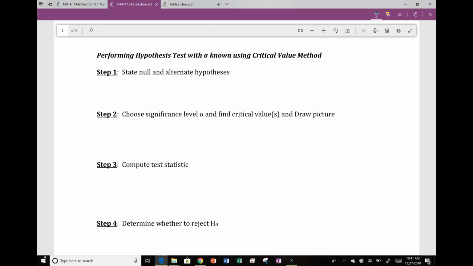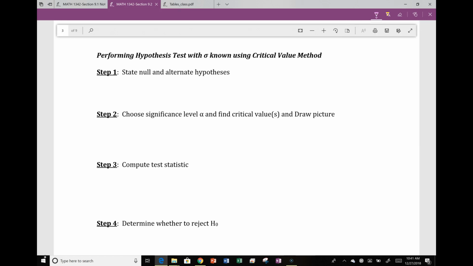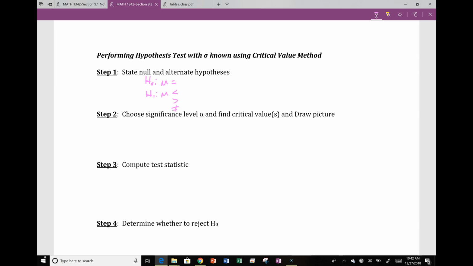We want to now look at actually performing the entire hypothesis test from start to finish using the critical value method. So whenever we look at this, we first want to state the null and alternative hypotheses. Well, the null hypothesis is going to be the easiest one. It's always mu equals some value. Our alternative hypothesis, that's where we have to determine, is it a left-tailed, right-tailed, or not equal to?